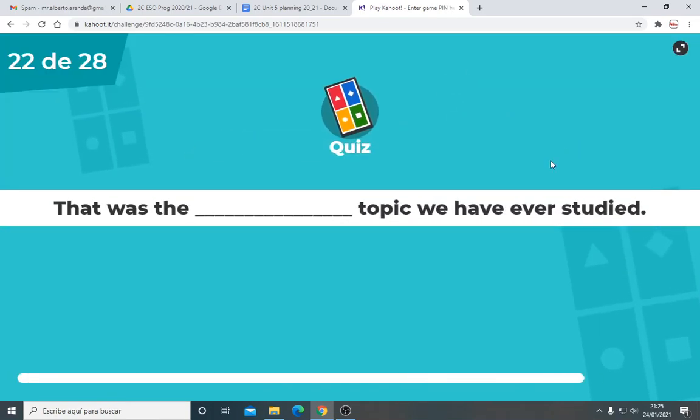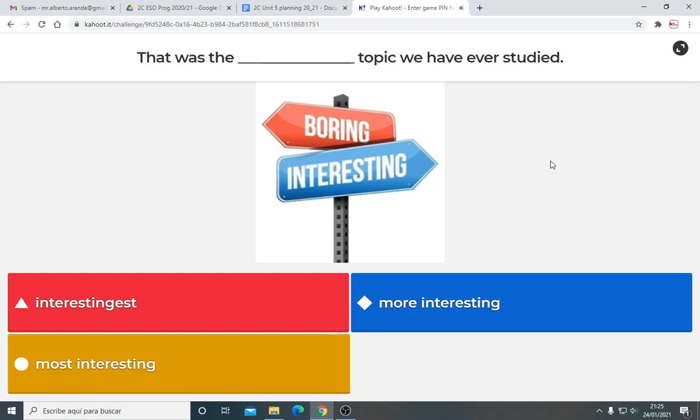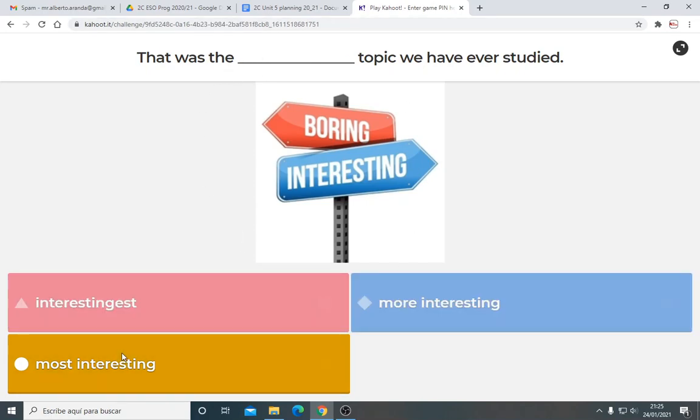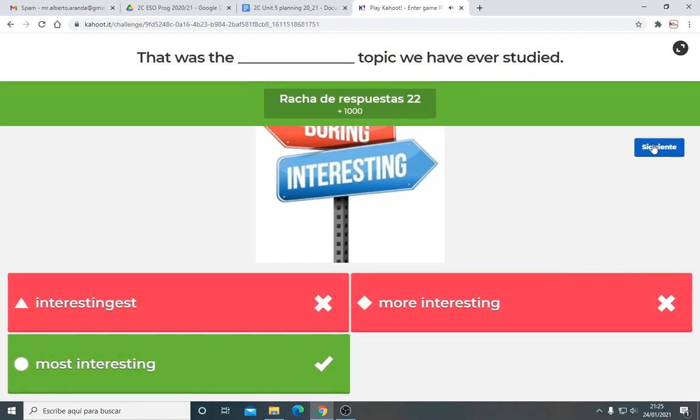That was the. This is a superlative. Long word. So a superlative has to end in EST, and this is long, so it has to be more or most. EST, most. So long word takes more or most, and being a superlative because we've got the most. Interesting.